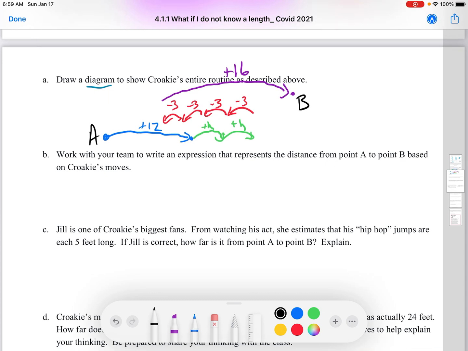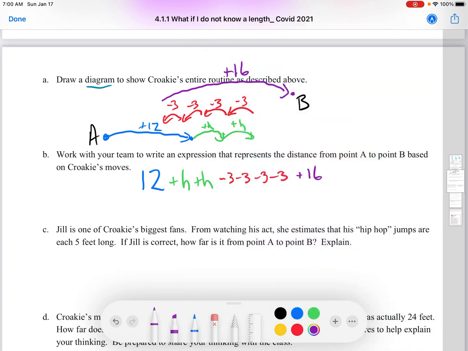to point B based on Croaky's moves. Thankfully, with these color coordinations, we can realize that what happens, he first makes a jump to the right, so we call it a plus 12, or moving to the right there. And then we have 2 hip-hop jumps, so we'll count that as a plus H and a plus H, right? Actually, I want to give myself a little room here, so I'm going to slide this up. All right. Then we have 4 hops, really, to the left. So we could do -3, -3, -3, -3, 4 times. And then what do we have at the end? We then have our 16 to the right.